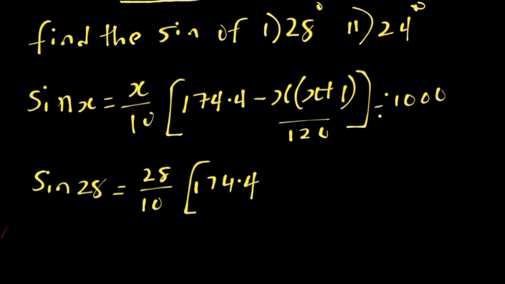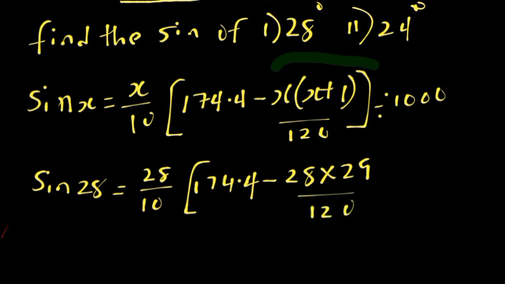174.4 minus, now if you look at this part here, this part is being highlighted with green. If you look at this part clearly, you can see that I have x multiplied by x plus 1. Now what this means is that the angle x is 28, so it means that you are using 28 to multiply its successor. Are you getting me? It means that you're using 28 to multiply the angle after it, which is 29. So I'm using 28 to multiply 29, then I'm dividing it with 120. So that is what that part means. Then I'm dividing everything with 1000. So that is what it means.